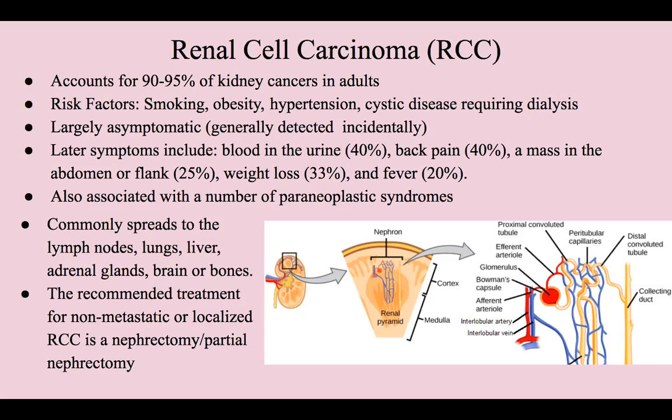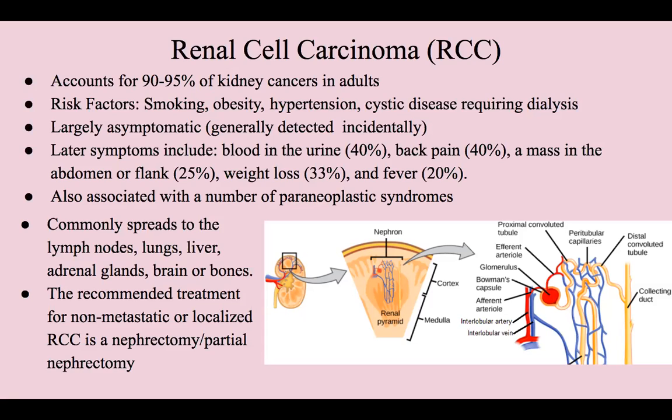RCC is the most common type of kidney cancer in adults, responsible for 90% of cases of this type of kidney cancer. It is most common in males and is also most prevalent in 60 to 70-year-old populations. People with cystic disease of the kidney requiring dialysis are 30 times more likely than the population to develop RCC, but overall the greatest risk factors are lifestyle-based, which we will talk more about later in the presentation.